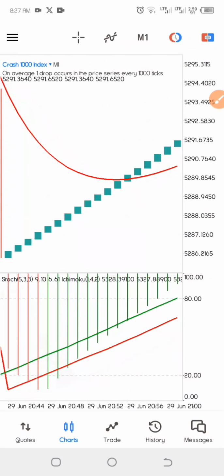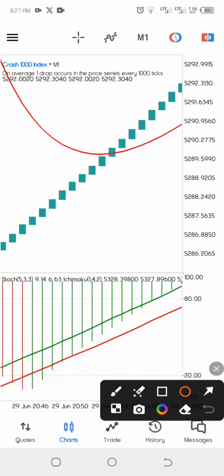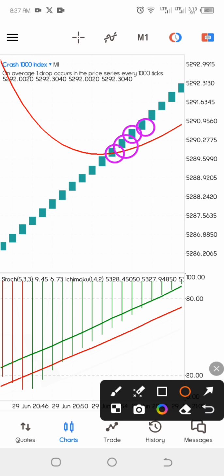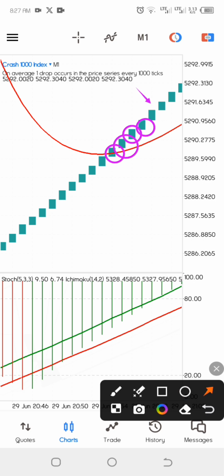Now we want to see where the price comes and breaks above the moving average. Okay, talking about this candle that breaks above the moving average. After this candle breaks above the moving average, now we wait for another 3 candles, which is this one and this one. After all these candles, then we enter our trade right after this candle right here.